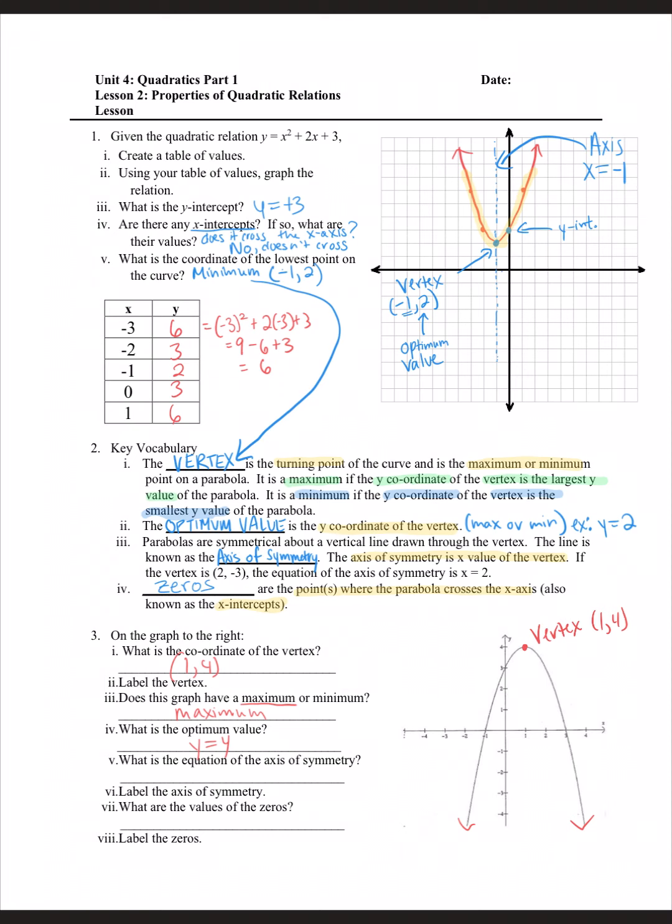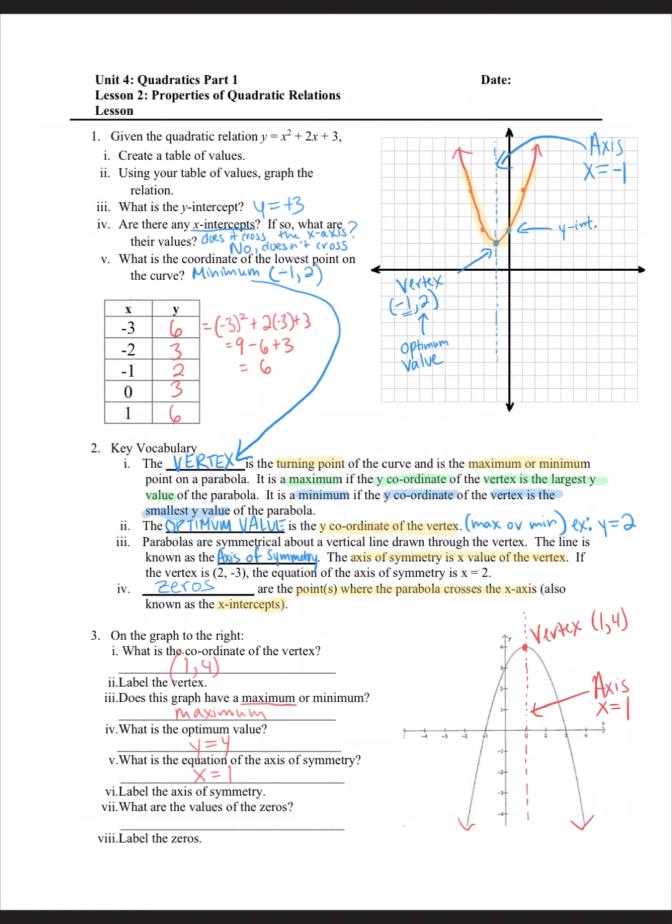What is the equation of our axis of symmetry? Well, our axis of symmetry is just the vertical line that cuts that parabola in half, and it is the x value of your vertex. So it's going to be x equals 1. And we're going to label our axis of symmetry. So this is our axis, and it is at x equals 1.